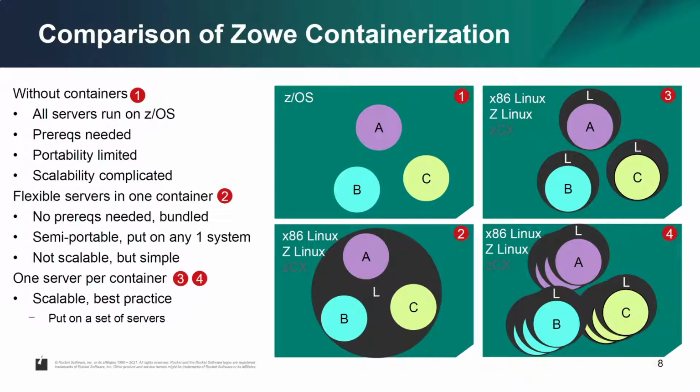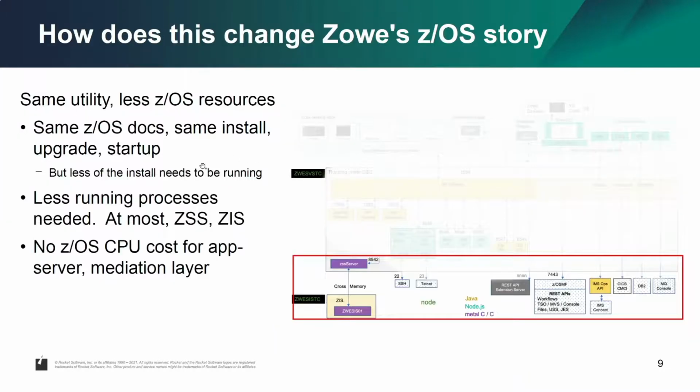Now, going back to the z/OS picture, using z/OS is still going to be a viable option, and so you really want to know, how does this change the Zowe z/OS story if containers exist in the future? If you're already using Zowe on z/OS, really nothing changes for you at all. The configuration, the documentation, the installation, all of this stuff is the same as before. However, if you were to make use of the containers, then things change a little bit.